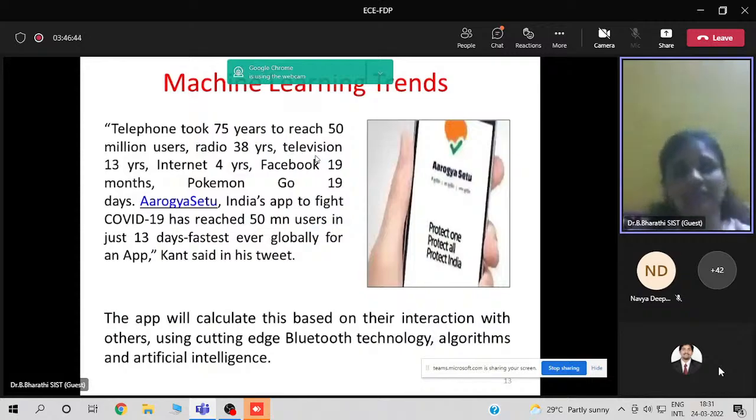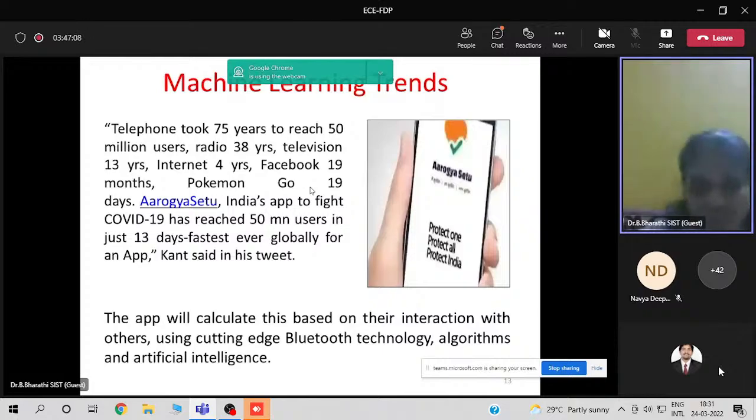way back 20-30 years ago, the internet was still booming. At that time, if information had to be sent to so many people, it would take time. So this is one example. It took 75 years for people to start using telephones, 38 years for radio, 13 years for television, and for people to understand what the internet is and start using it, it took 4 years.